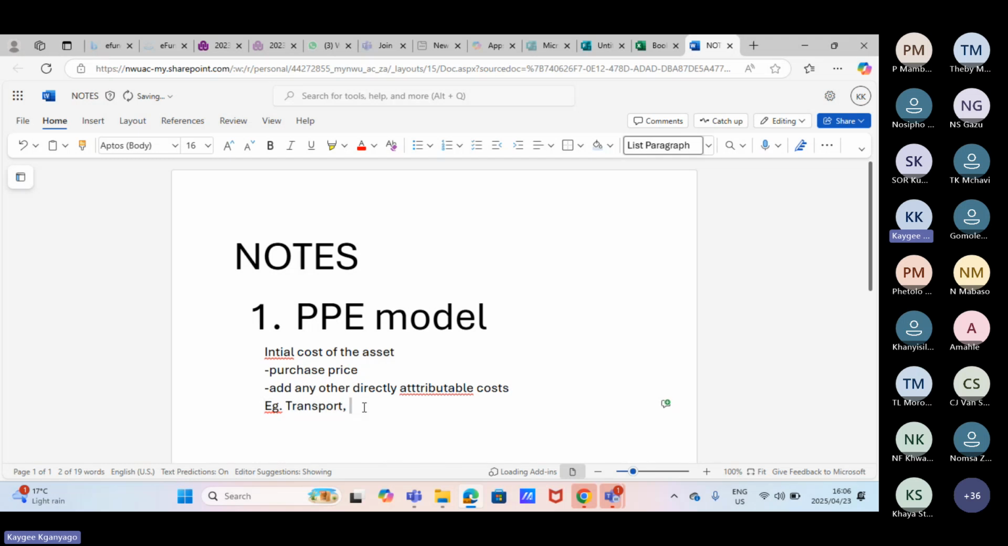Okay. We said we can include what? Transport. We can also include the import duties. Is it not only the non-refundable import duties? Yes, it's non-refundable because if they are refundable, they can be claimed. Shall I say non-refundable in bracket? Yes, please. Okay. The non-refundable.